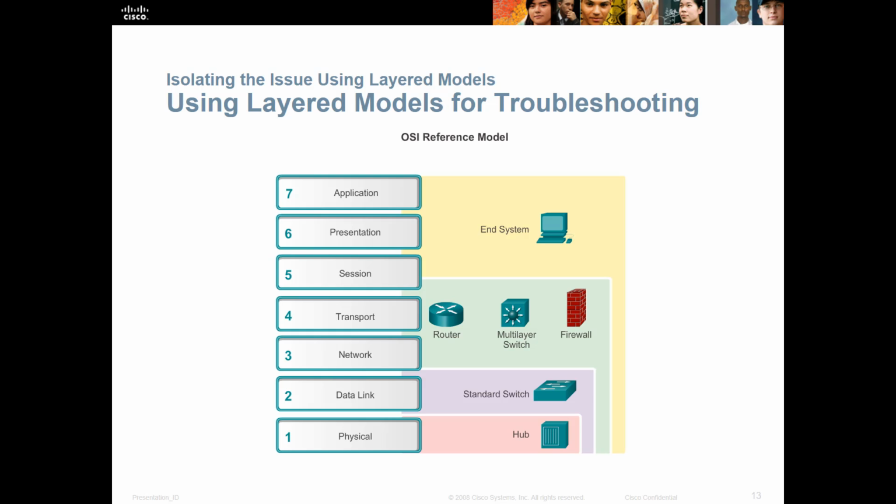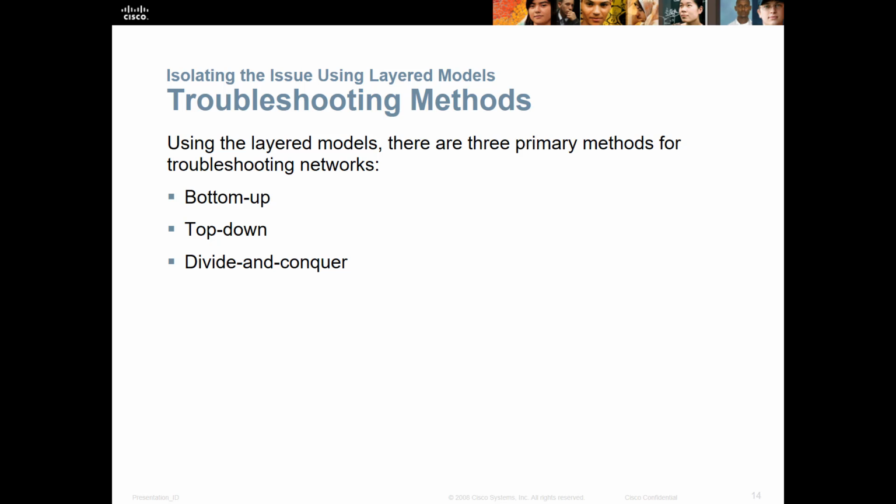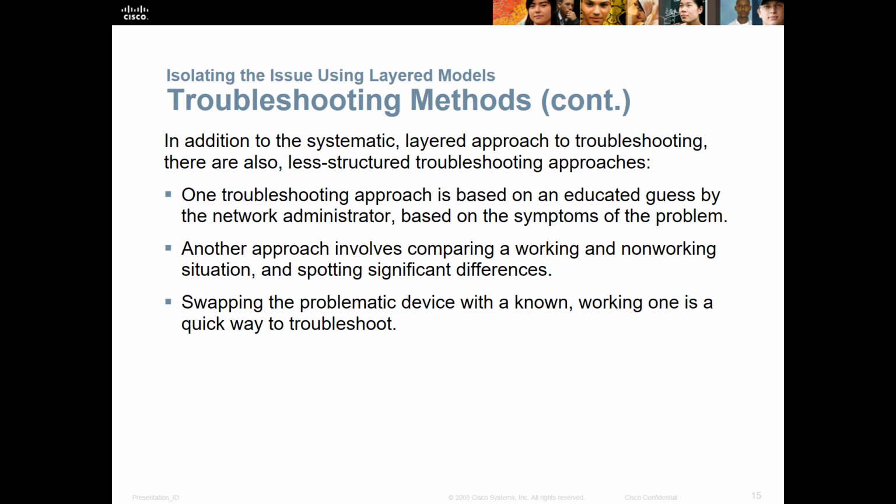There are typically 3 defined by Cisco. Bottom up, top down, divide and conquer. Bottom up goes layers 1 through 7. Top down, layers 7 through 1. Divide and conquer is always a fun one because that's where you start dividing and you start crossing out different areas. So the troubleshooting methodologies are systematic.